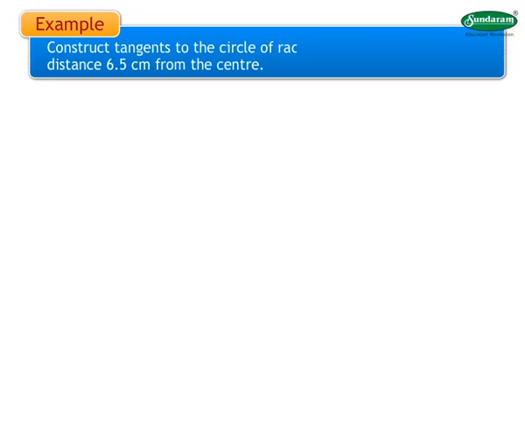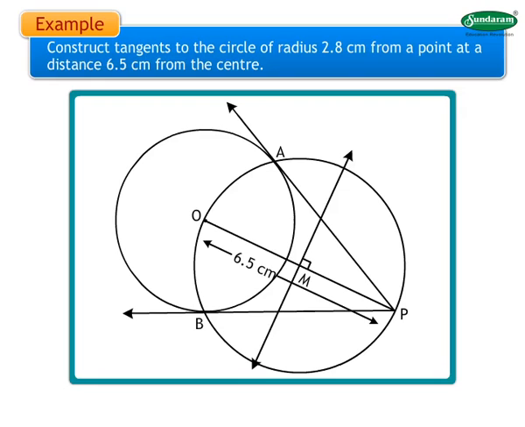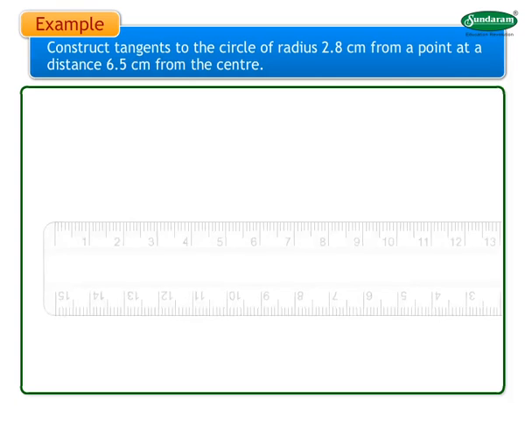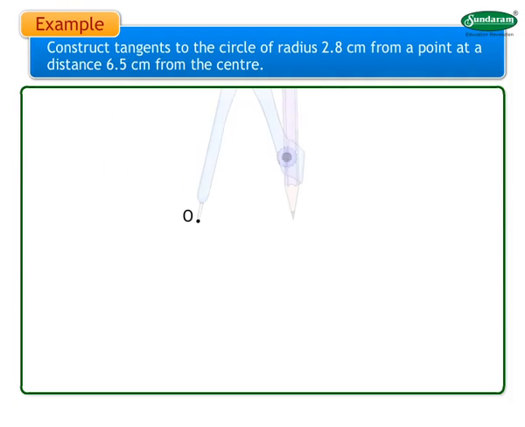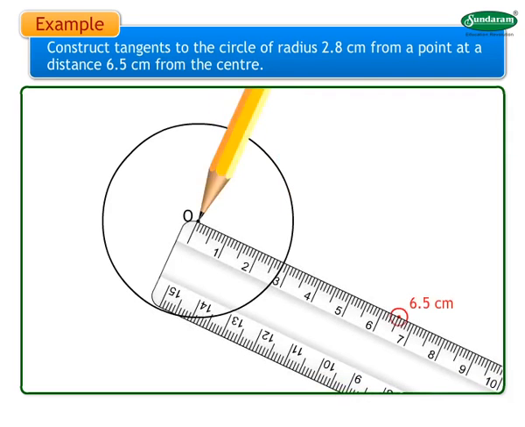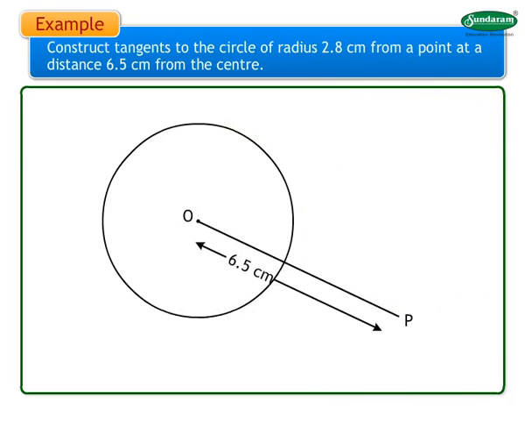Construct tangents to the circle of radius 2.8 centimeters from a point at a distance 6.5 centimeters from the center. Let's begin with the construction. Construct a circle with center O and radius 2.8 centimeters. Take a point P such that OP is equal to 6.5 centimeters.